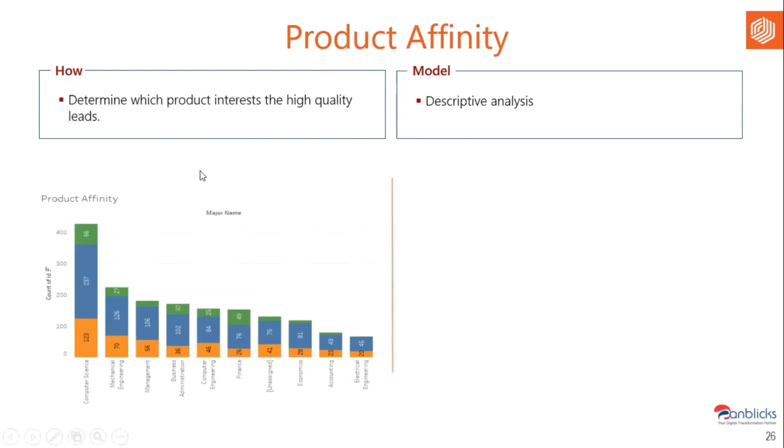And program number 1, that is computer science, is highly trending because most of the leads coming into the system are opting for the computer science program, as seen in the past, followed by mechanical engineering and so on.